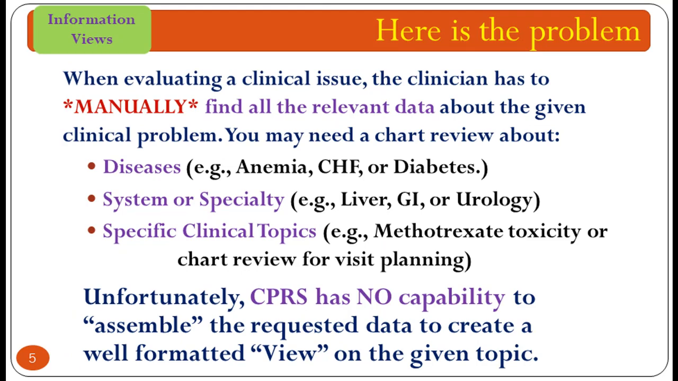Here is the problem. When evaluating a clinical issue, the clinician has to manually find all the relevant data about the given clinical problem. You may need a chart review about diseases, for example, anemia, CHF, or diabetes. System or specialty-based review, for example, liver, GI, or urology. Specific clinical topics, for example, methotrexate toxicity, or chart review for visit planning. Unfortunately, CPRS has no capability to assemble the requested data to create a well-formatted view on the given topic.